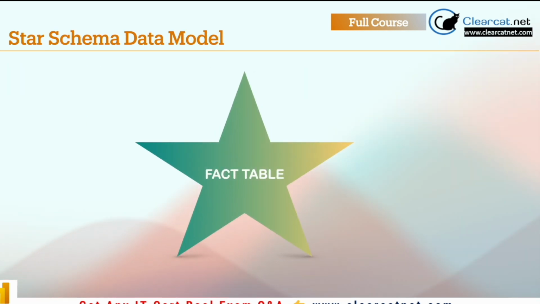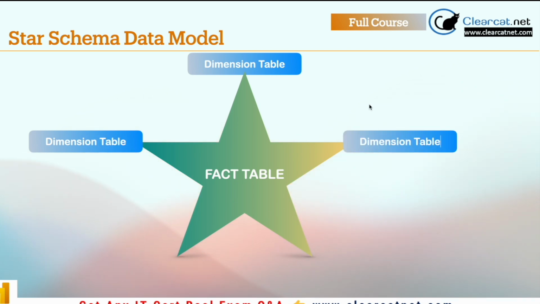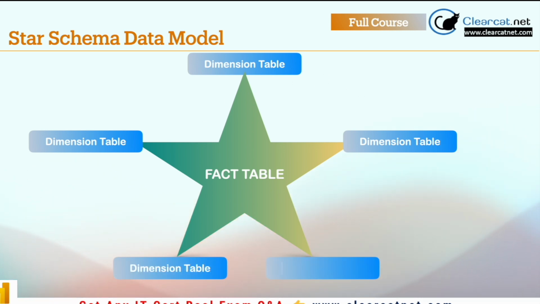In Power BI, we are going to use the star schema, and it completely depends upon our dimensional data model. In star schema, we have a central table known as the fact table, and that fact table is surrounded by a number of dimension tables. I will show all these things practically when we work with our Power BI tool.